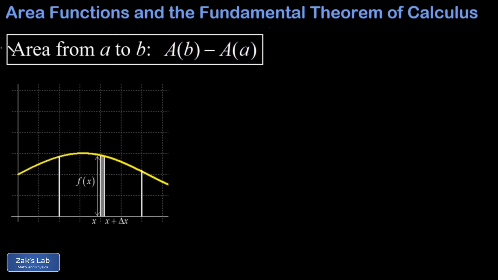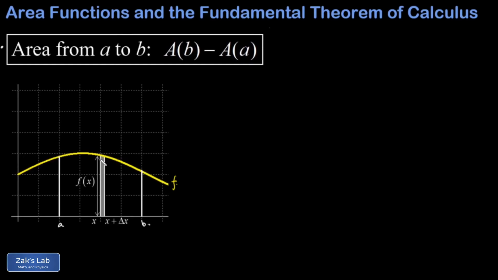So I've put it in the box up here at the top. The area from a to b captured underneath this function little f is given by big A of b minus big A of a. So a difference in two values of the area function. And now we're looking at a picture of just some arbitrary function, little f. And maybe I'm interested in capturing the area on the interval little a to little b.